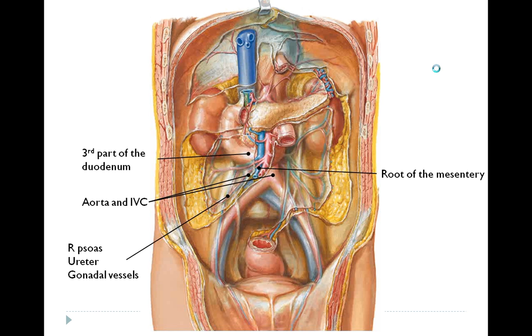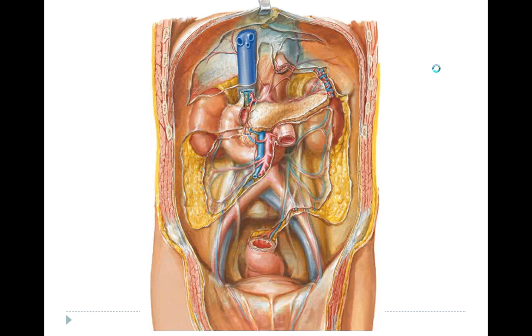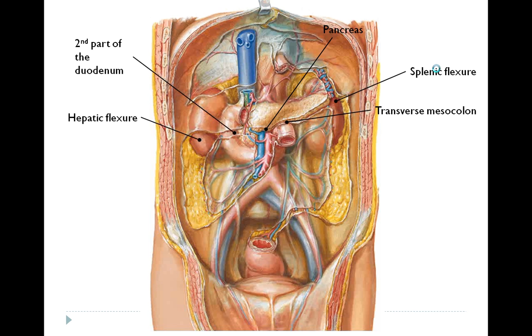The next mesentery to consider is the transverse mesocolon. The transverse mesocolon extends between the hepatic and the splenic flexures of the colon. As it extends between these two points, the transverse mesocolon passes across the second part of the duodenum and then attaches to the lower border of the anterior surface of the pancreas. The transverse mesocolon then ends opposite the front of the left kidney.